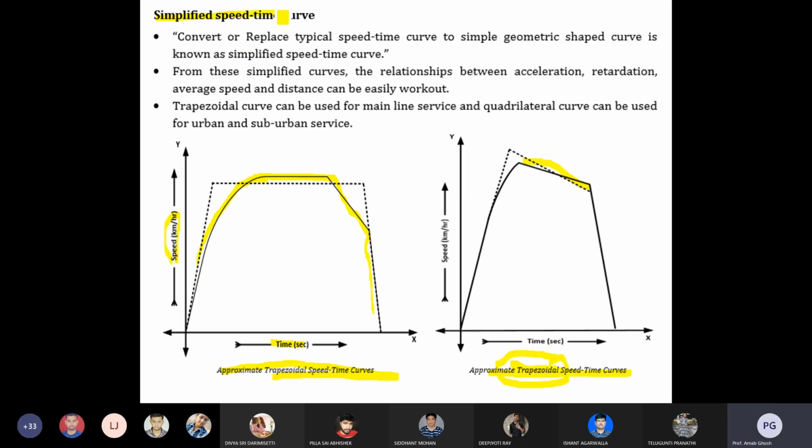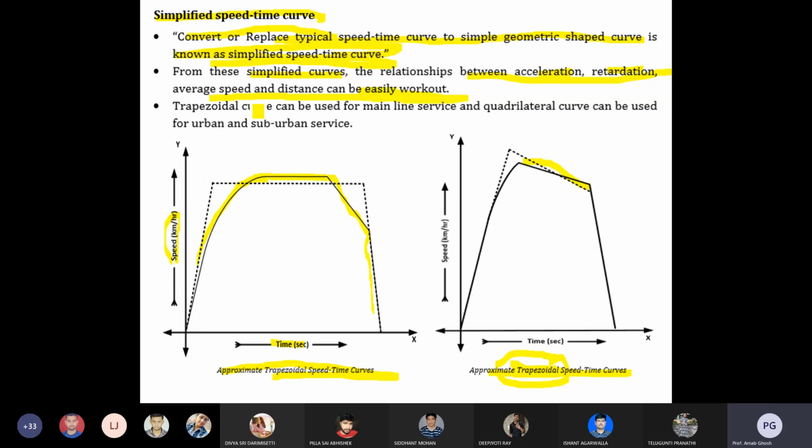The simplified speed time curve: converting or replacing the typical speed time curve with a simple geometric shape curve is known as the simplified speed time curve. From this simplified curve, the relationship between acceleration, retardation, average speed and distance can be easily worked out.